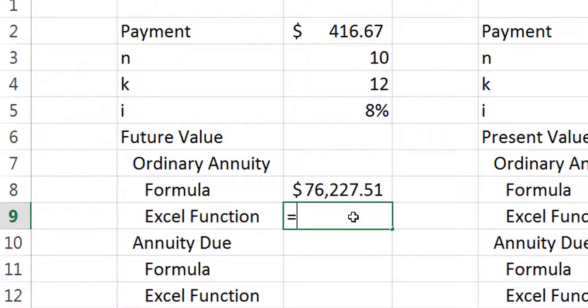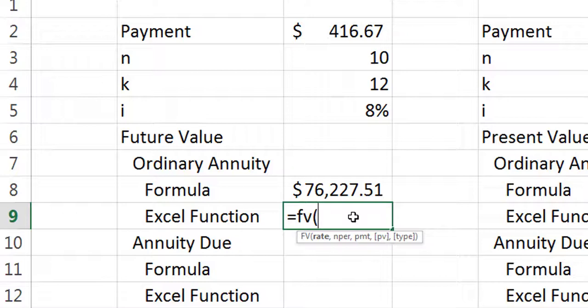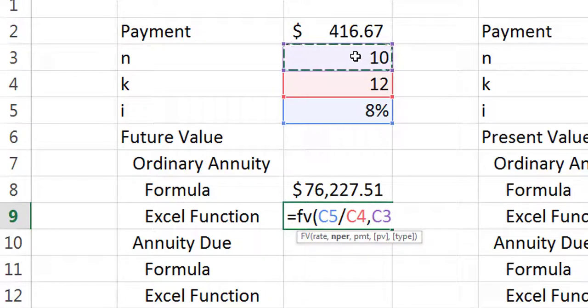The Excel function, on the other hand, is just the future value function. And we start off with our rate, which is our 8% divided by 12, and that gives us our monthly interest rate. We type a comma, and then the number of periods, which is just the 10 years we'll be investing, an asterisk to multiply by the 12 months in a year. Then a comma, and then we click on the payment.